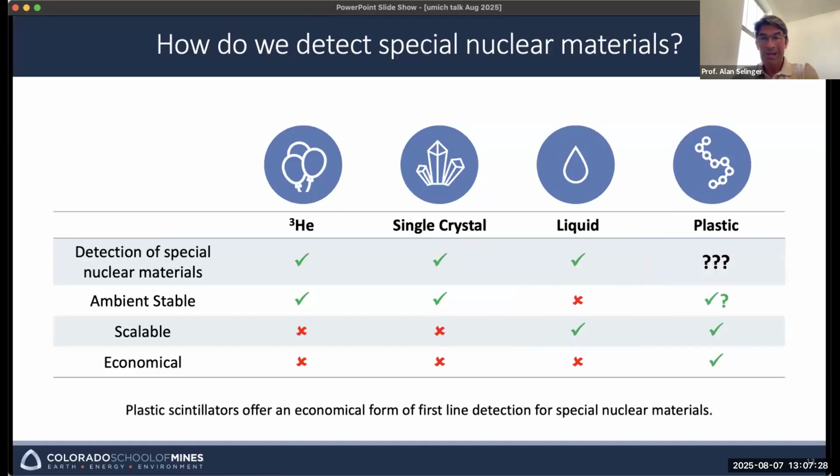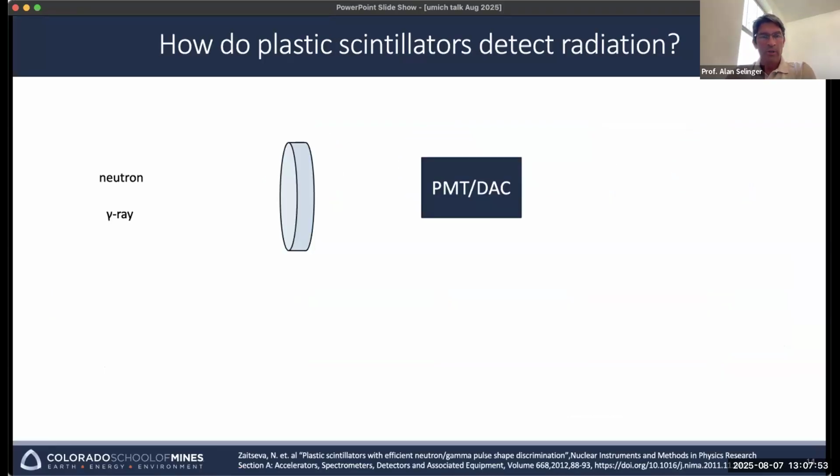So lastly, there are plastics. And so plastics are cheap, easy to make, but up until recently, they didn't have this ability to efficiently detect between gammas and neutrons. And so that's kind of where we're working as chemists to try to see if we can make better plastic scintillators. So the way these work is that you have a piece of plastic shown here.